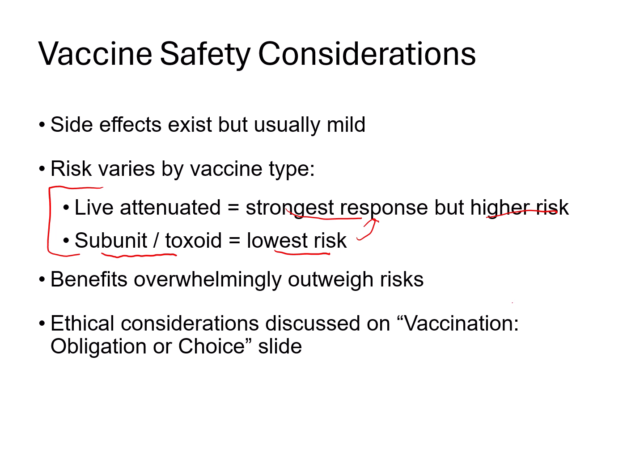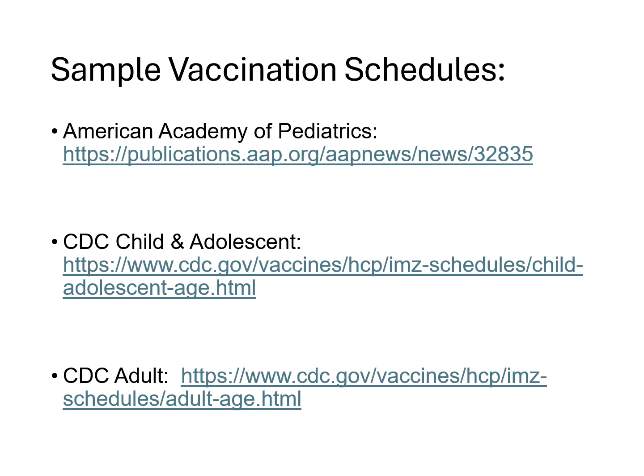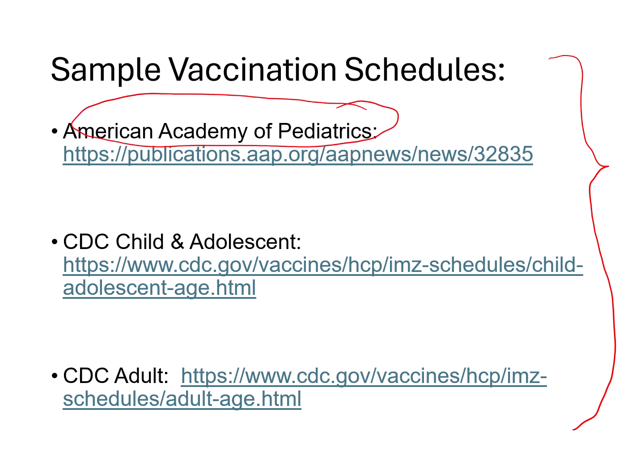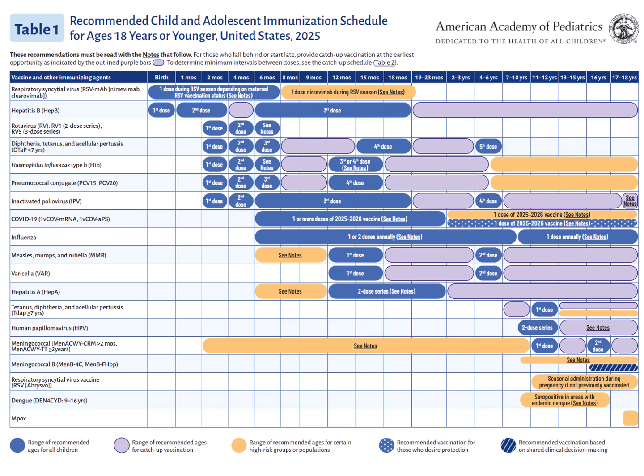And if you're interested, these are the current vaccination schedules for children, adolescents, and adults from the AAP, American Academy of Pediatrics, and the CDC. And here's a screenshot of that immunization schedule from the American Academy of Pediatrics. Hepatitis B, for instance, is a subunit vaccine, so you can see it requires boosters across time.